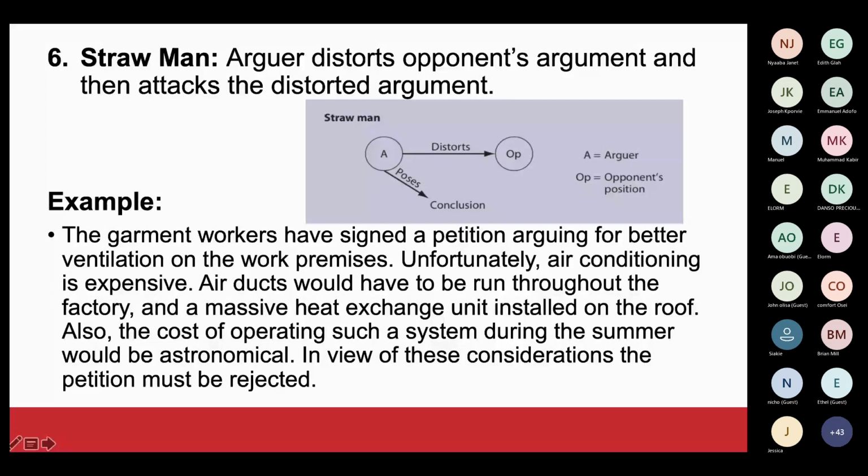All right. So you have the arguer distorting the argument of the opponent, and then on the basis of that, attacks the distorted argument by giving us something that is still not relevant based on his distortion. Then on the basis of that, he poses a conclusion and says, in view of these considerations, the petition must be rejected. That's a strawman argument. We call it straw because there is no sense in it. It doesn't hold water. It doesn't hold anything. It's like straw.